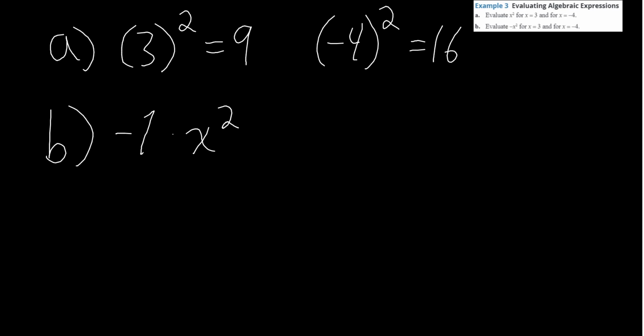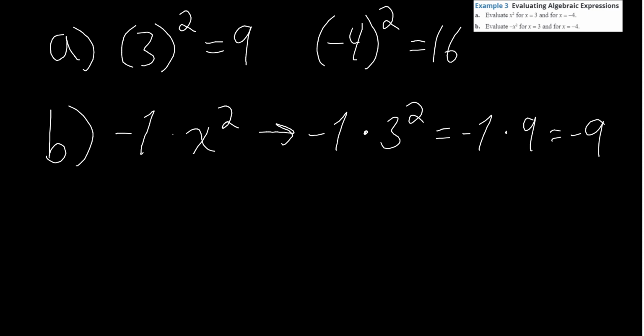So now it becomes a negative 1 times the 3 squared, which is 9. So we could say negative 1 times 3 squared, which is going to be equal to a negative 1 times 9, which is equal to a negative 9. Okay, and then the same procedure can be done here for a negative 4, right?